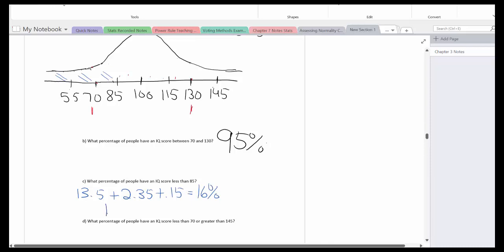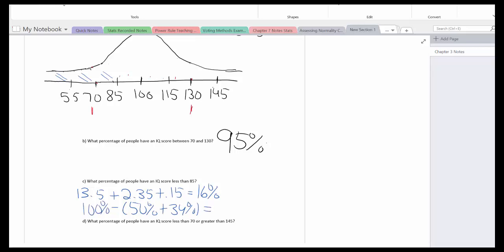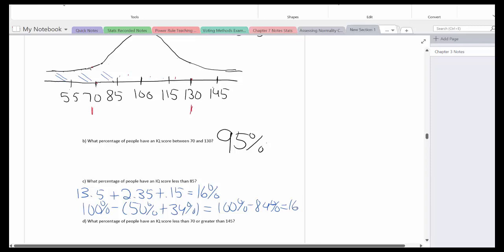Or you could take 1 minus. Well, we know from 100 to the other side is going to be 50%. And we also know from 100 to 85 is 34%. That would be 100% minus 84% is equal to 16%. So notice I changed the 1 to 100%.